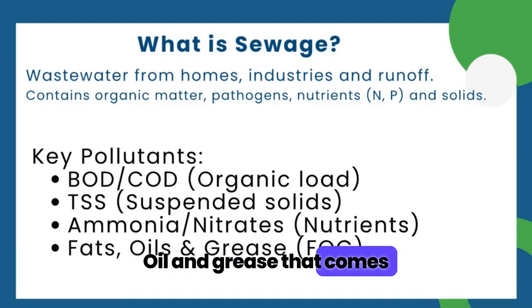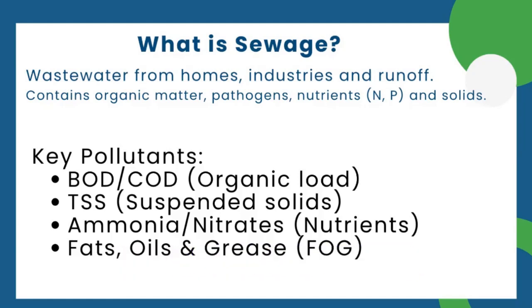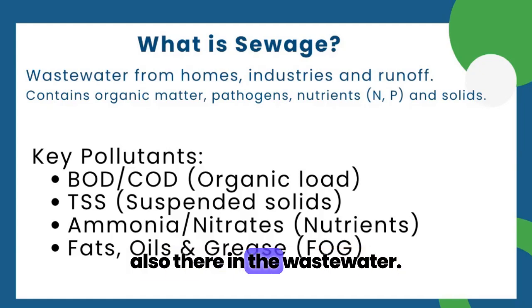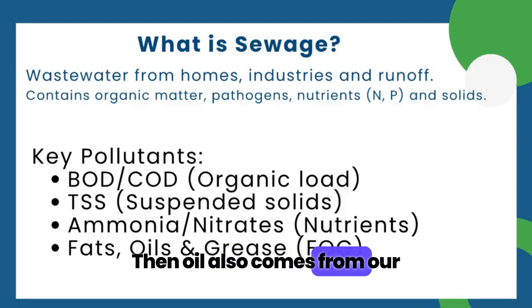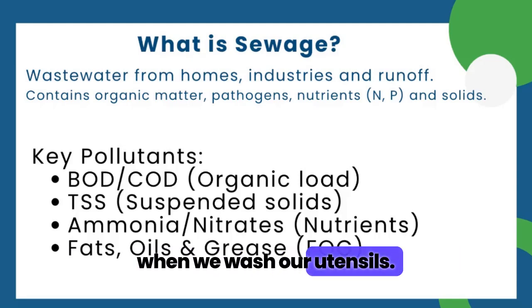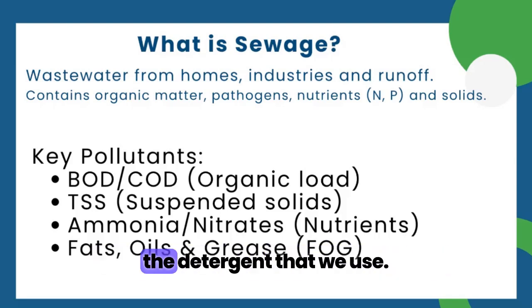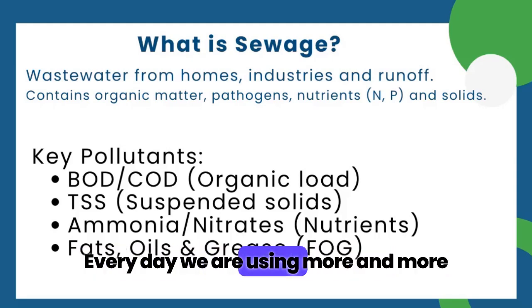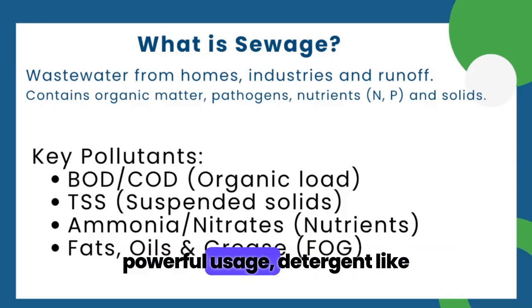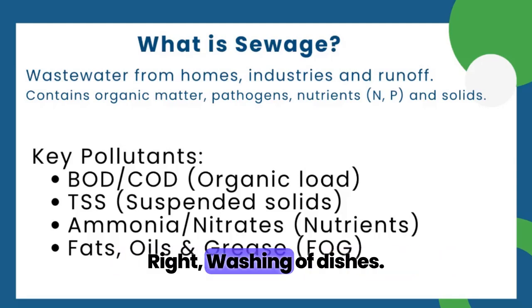Oil and grease that comes from cooking activities, like when you have a coffee, there is a small leftover fat content in that. That is also there in the wastewater. Then oil also comes from our bodies when we wash our body and hair, when we wash our clothes, when we wash our utensils. All this comprises oil. And the second biggest contribution to the strength in wastewater is the detergent that we use. Every day we are using more and more powerful detergent, like for washing of our clothes, washing ourselves, washing of our hair, right? Washing of dishes. All these places we are using detergents.